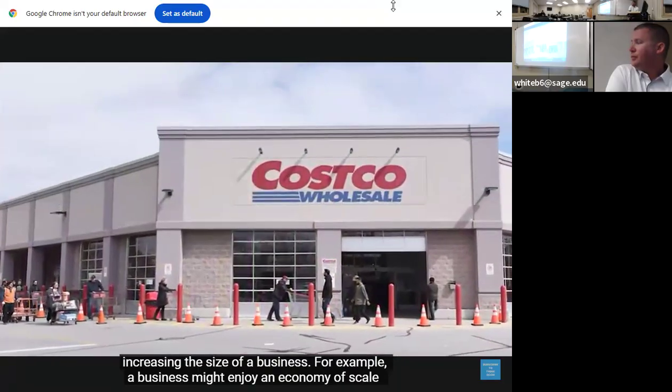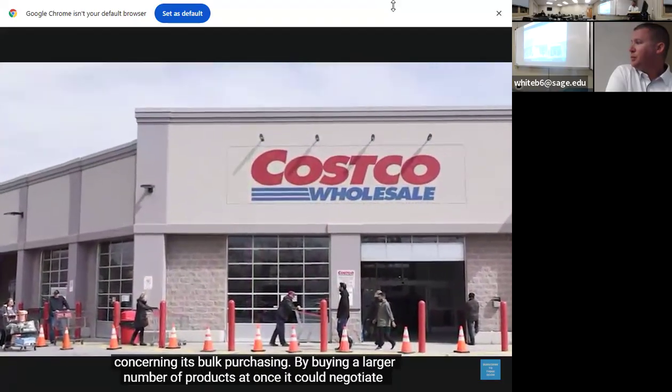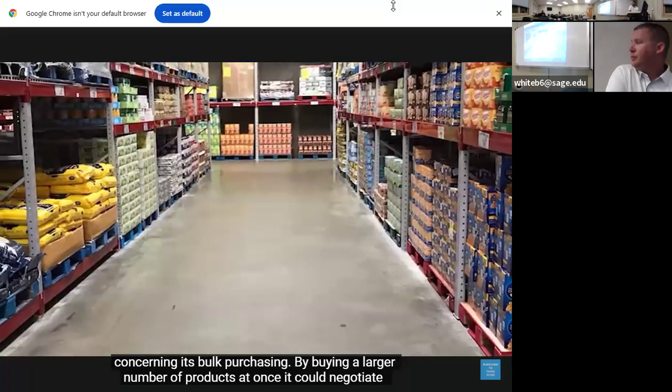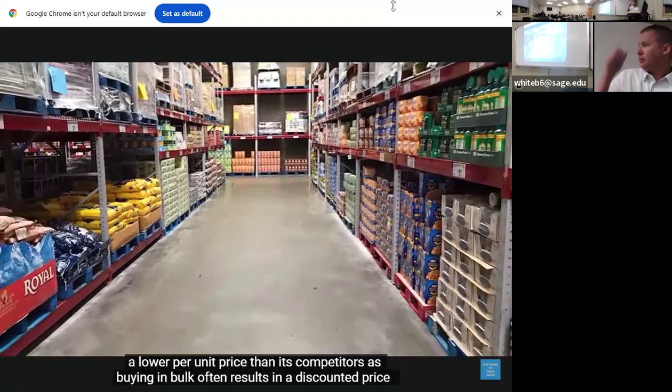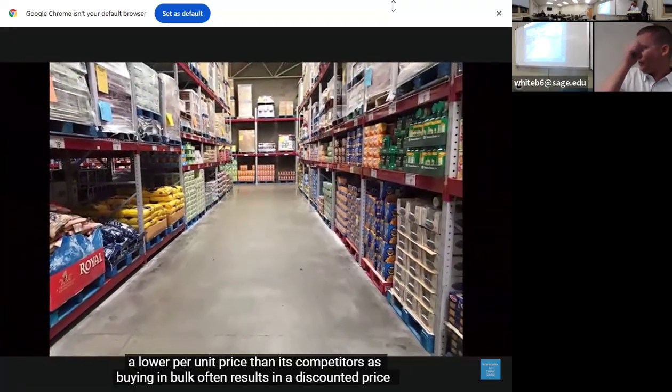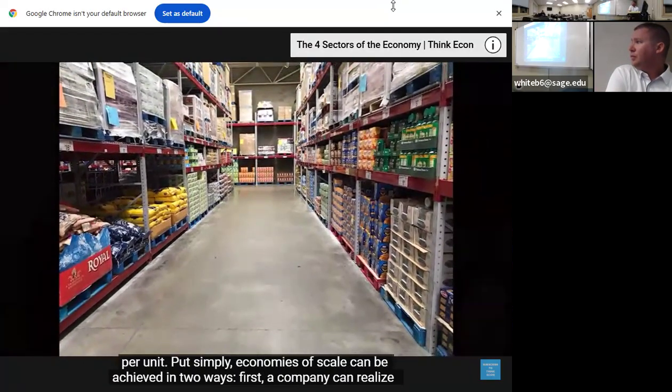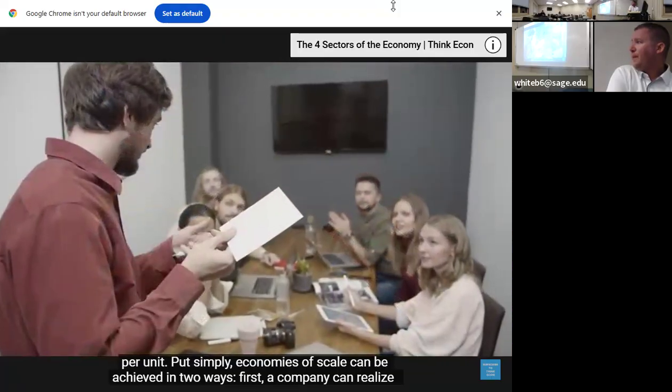For example, a business might enjoy an economy of scale concerning its bulk purchasing. By buying a larger number of products at once, it could negotiate a lower per unit price than its competitors, as buying in bulk often results in a discounted price per unit. Put simply, economies of scale can be achieved in 2 ways.